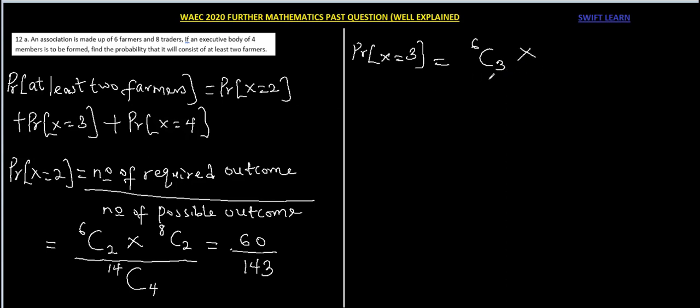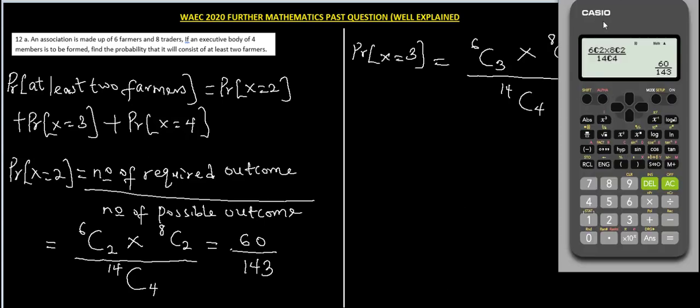So here there's a partiality. They said we must have 3 farmers on the team. Then the rest should go for the traders, right? That will be 8 combination 1 divided by the possible outcome, which is 14 combination 4. So we'll go back to our calculator. So we have, this is combination 1, right? So we have 3 here. So what should that be? That is 160 divided by 1001.